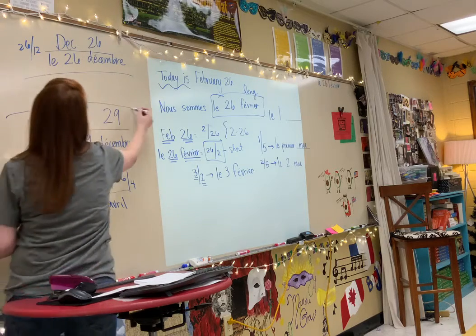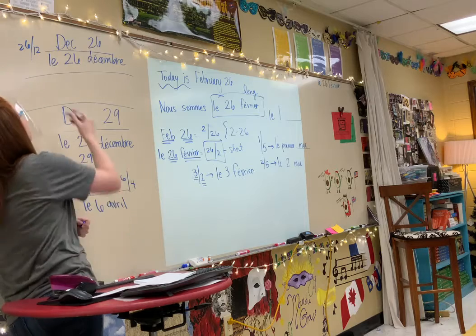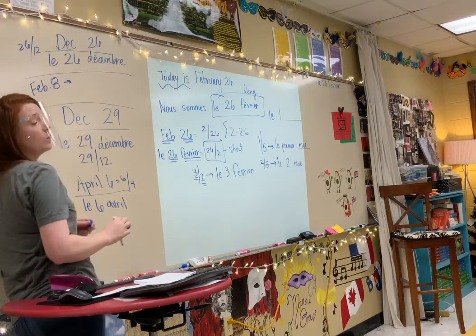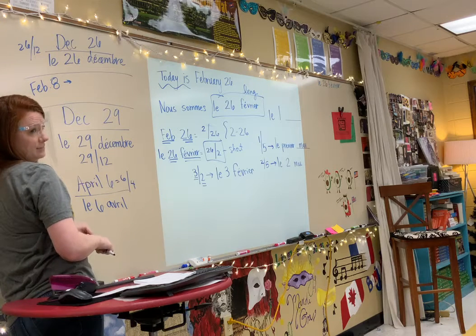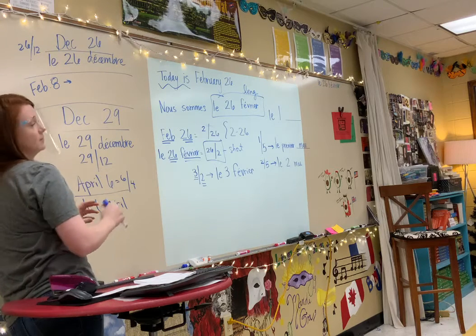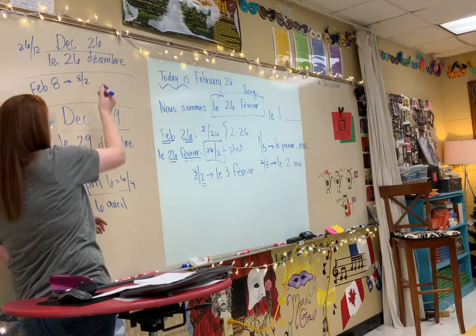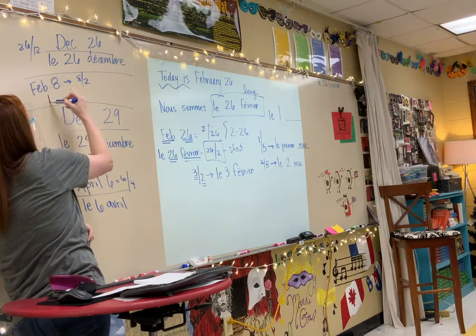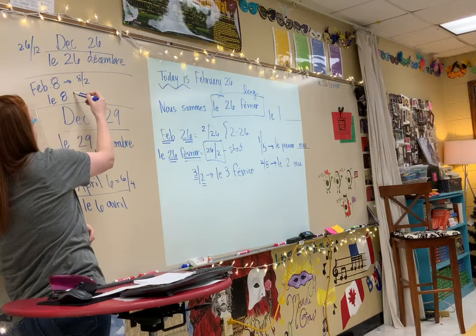Alright, last one. What's your birthday? February 8th. Okay. What's the short way to write that? 8/2. Yep. And what's the long way to write that? Le huit. Février.